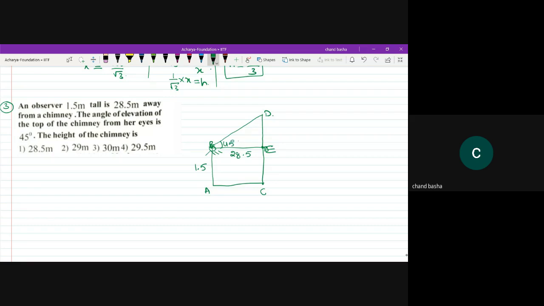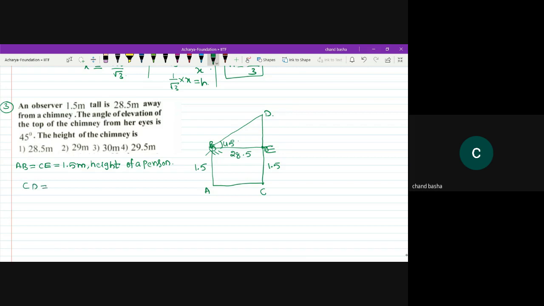Clearly, I'll write here. AB is equal to CE is equal to the height of a person, that is 1.5 meters. Clear? And if AB is 1.5, CE is also 1.5. Now what is being asked? CD. What is the height of the chimney? Total height of the chimney. Right?